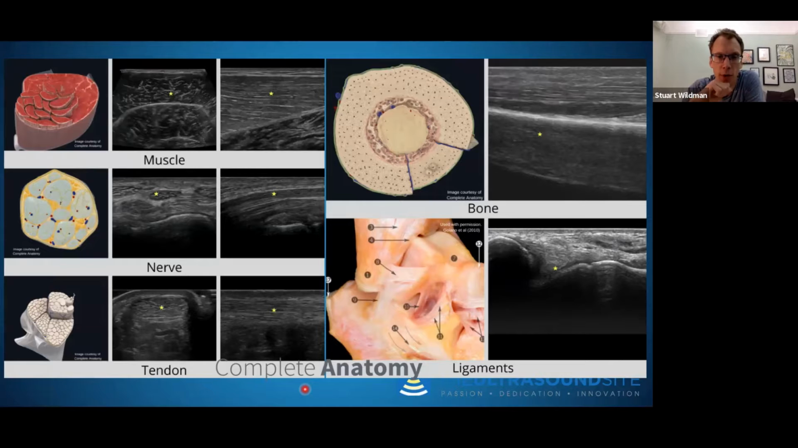Just to give you a very brief overview here: muscle, nerve, tendon, bone and ligaments. I'm also going to cover joint changes with you, and the guys will go through this in more detail, but it just gives you an idea and a flavour of the sorts of things that you can see with musculoskeletal ultrasound and the sort of quality of image that you can often achieve.